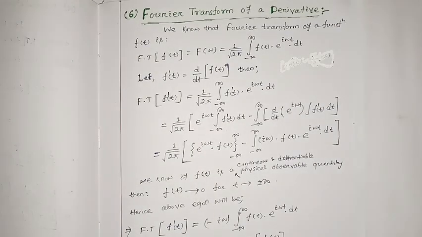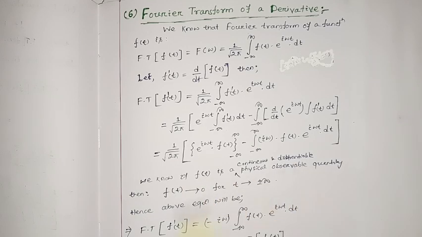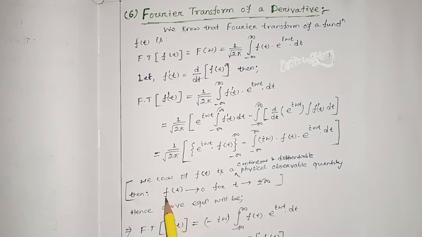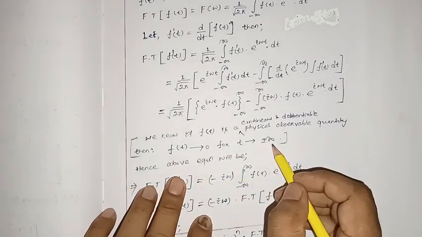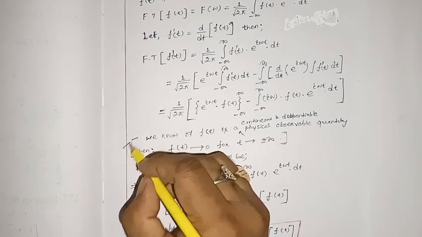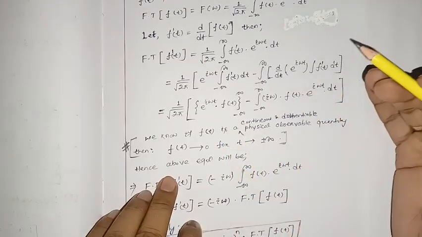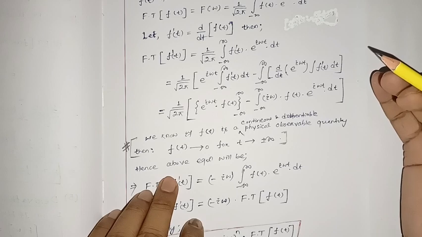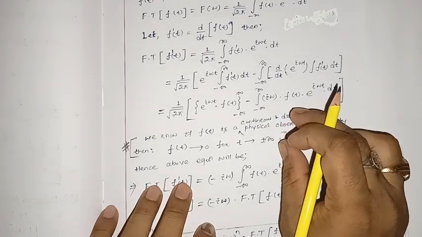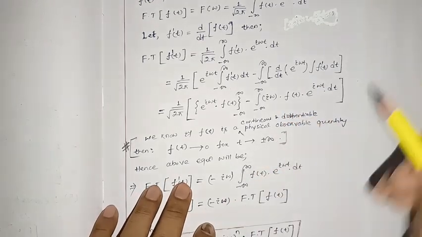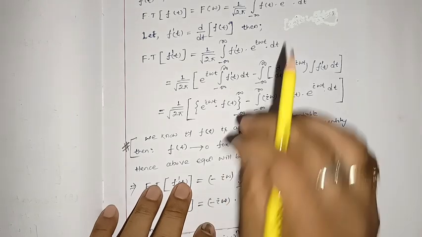So here the same thing I have written, that we know f of t, if a function is continuous and differentiable, then this value will be equal to 0, or the function could not be found at t equal to plus or minus infinity. You just remember this condition. It is the most important condition when you study quantum mechanics in your 5th semester. This condition is very much essential at that time, that the function could not be found at plus and minus infinity. Okay, you just remember this one.